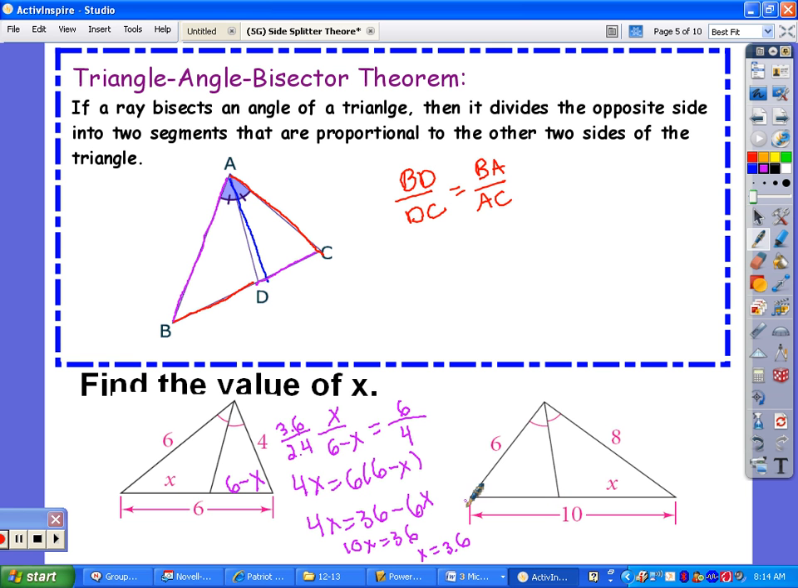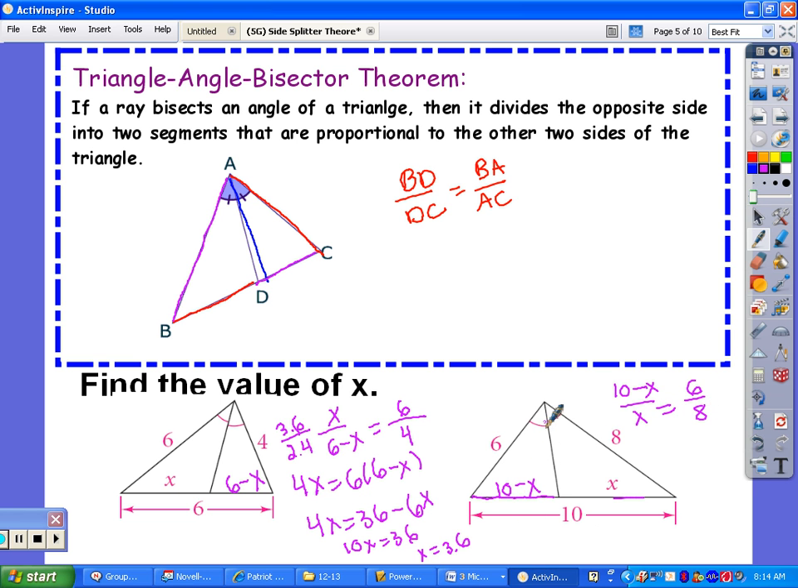Okay, so for the second example, we have an angle bisector. We need to find the value of x. So again, we need the two parts of this triangle. We need these two parts down here, this one and the one that x is on, in order to find the value of x and use the angle bisector theorem. So if the whole thing is 10, we're going to call this 10 minus x for the same reason that we did on the last problem. And then we're going to set up our proportion. So 10 minus x over x is equal to 6 over 8.